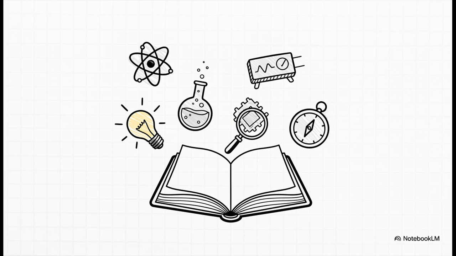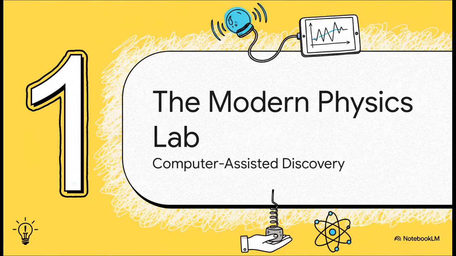And our guide for this whole thing is its source material, a lab manual called Experiments and Demonstrations in Physics. You can think of it as a field guide to this incredible new world of hands-on, high-tech science. So, what's really driving this huge change? Well, it all boils down to one core innovation, the rise of computer-assisted discovery right there in the lab.